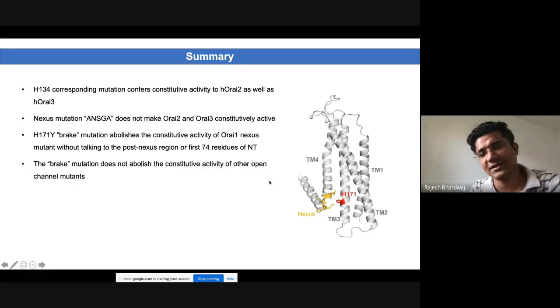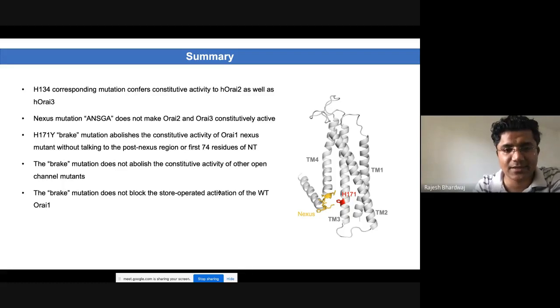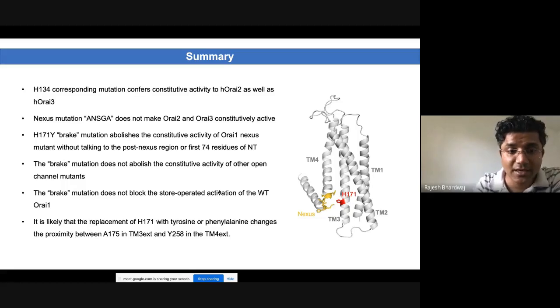That the tyrosine H171Y does not abolish the other constitutively open channels. That it does not block the store-operated activation of the wild type channel. And that there is this A175 and Y258 contact that has a higher contact frequency in the Nexus mutant channel and in the alanine mutant channel.